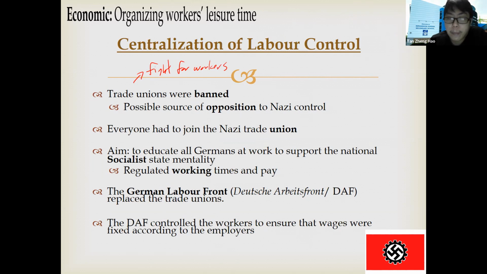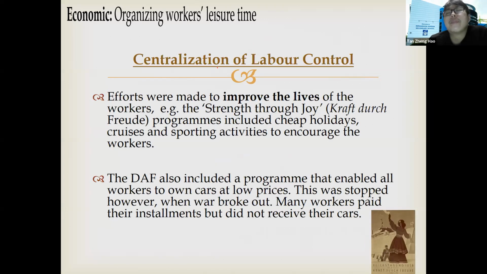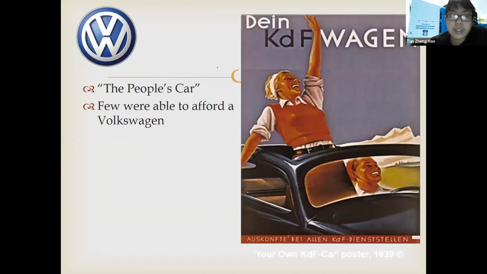So though it was tight control, Hitler genuinely wants to improve the life of workers because they know that Germans suffered tremendously after the TOV during the Great Depression. So Hitler also wants to rebuild the economy. So he does try to give the Germans some privileges, like for example cheap holidays. They also try to produce cheap cars that people can own, so for example the Volkswagen, the people's car. But few people were still able to afford it.